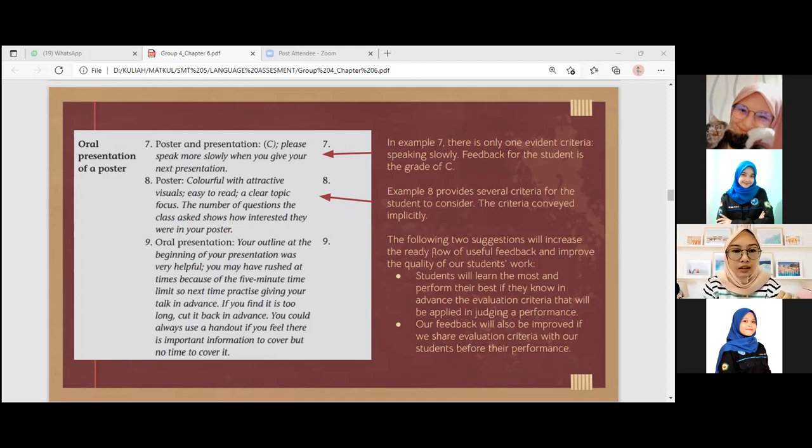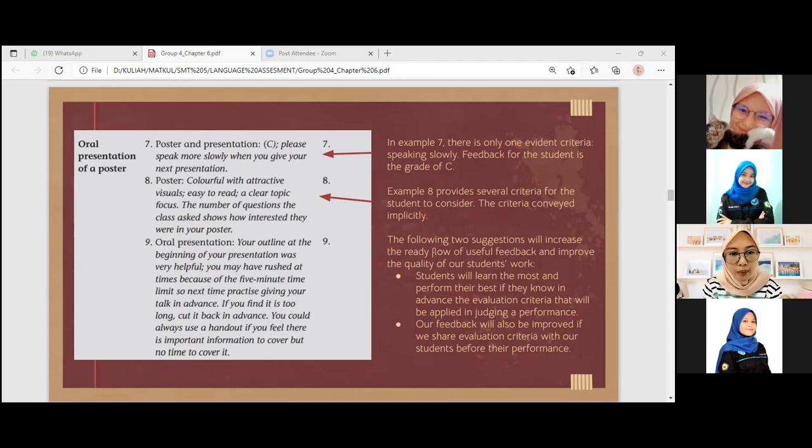Meanwhile, example eight provides several criteria for the students to consider. Implicit in the teacher's comments are all of the following criteria for evaluation. For posture, the criteria are colorful and attractive display, text is easy to read, topic focus is clear, audience interest is evident, and for the presentation, the criteria are well organized, observed 5-minute time limit, and did not rush.